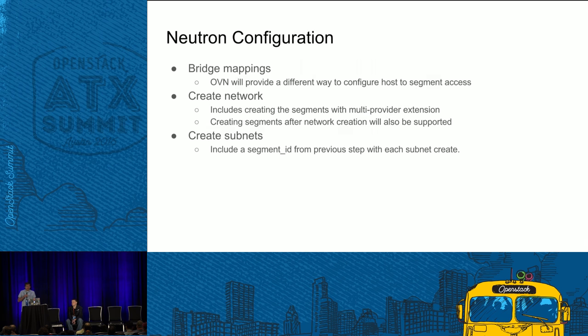Then there's creating your subnets. This is almost the same as it is today, except that with each subnet create, you want to include one more attribute, and that is the UUID of the segment to which you want that subnet to be on. So if you've got your four segments, like in my diagram at the beginning, you'll do at least four subnet creates, and with each one, you'll provide the segment ID of one of those four segments.